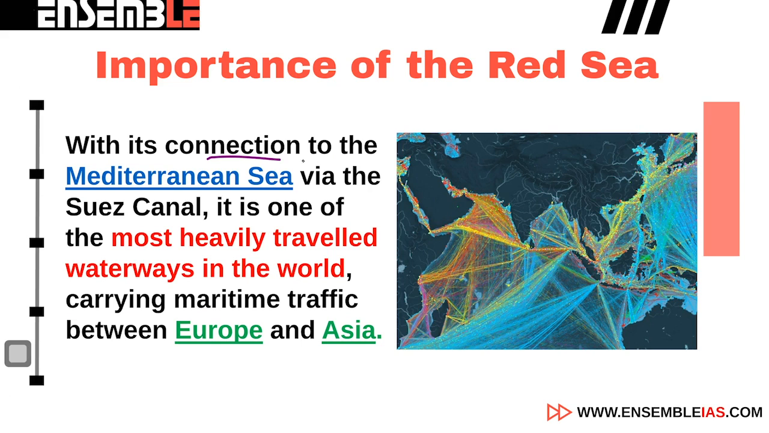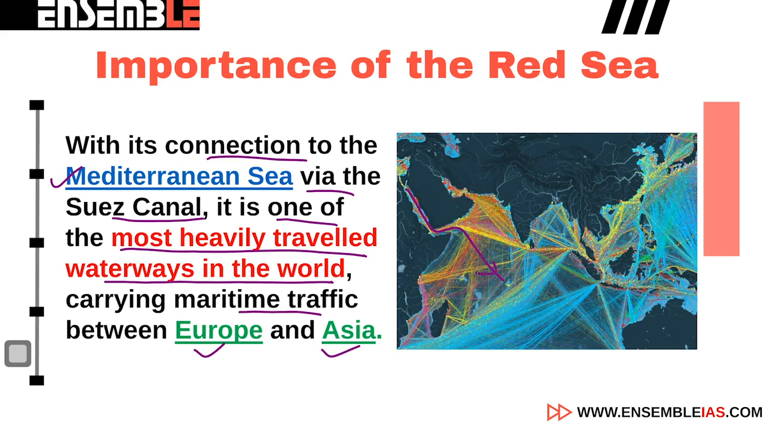Importance of the Red Sea. With its connection to the Mediterranean Sea via the Suez Canal, it is one of the most heavily travelled waterways in the world, carrying the maritime traffic between Europe and Asia. Basically, the Red Sea is important because it is a connecting link between the Indian Ocean and the Mediterranean Sea. Thus it connects the countries of Asia and Europe. So that is the importance of the Red Sea.